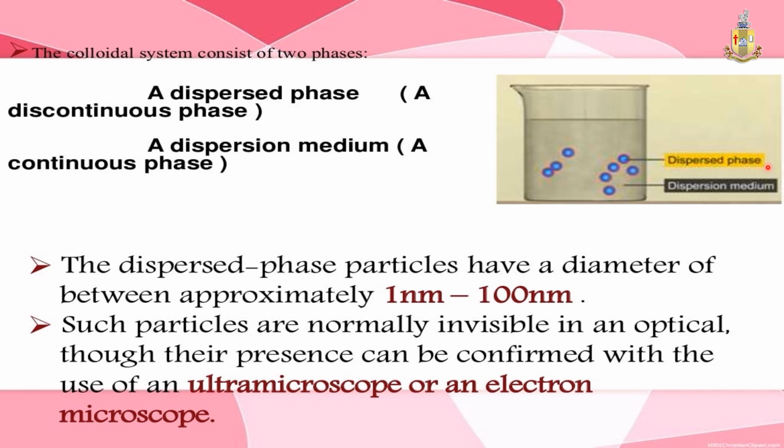Colloids generally belong to this particle size range: between 1 nanometer and 100 nanometers. These particles are invisible to the naked eye, but using an ultramicroscope or an electron microscope, we will be able to visualize colloid particles.